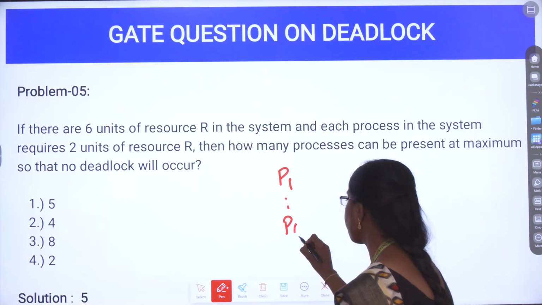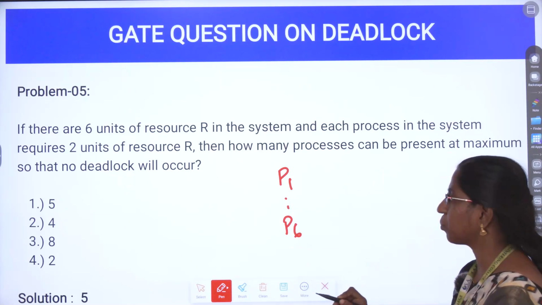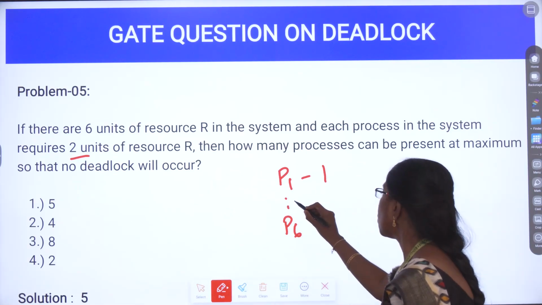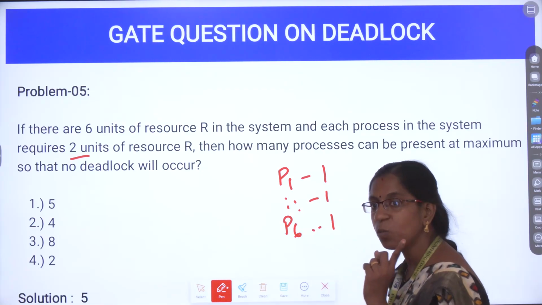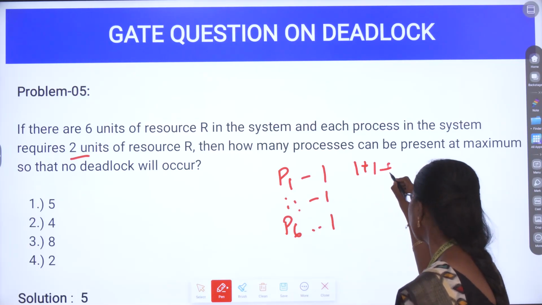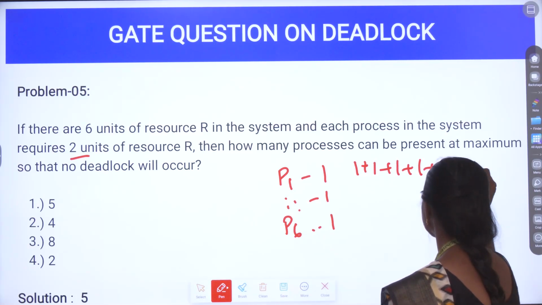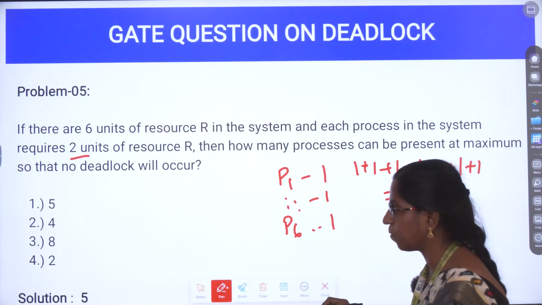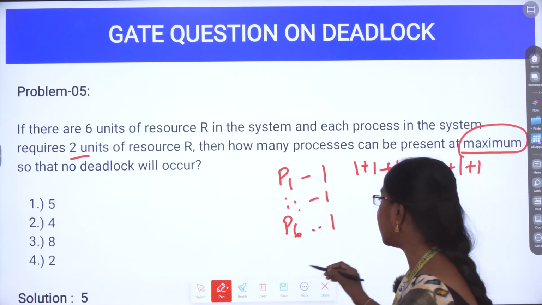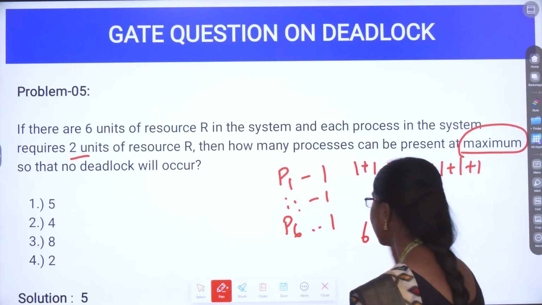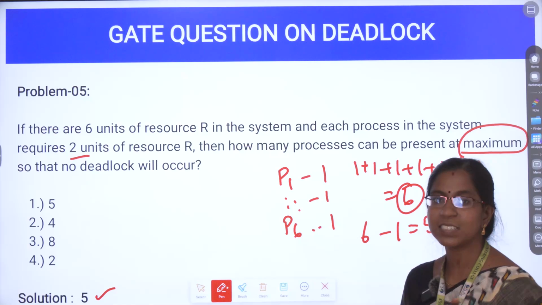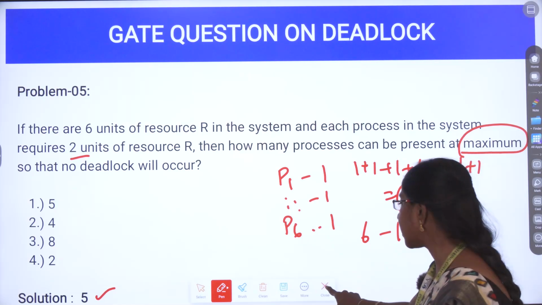P1 till P6. Each process requires 2 units, so 2 minus 1, 1. So each process occupies 1 unit of resource. So totally we have 1 plus 1 plus 1 plus 1 till 6 processes. We are getting the answer as 6. So this asks about the maximum. So maximum means minus 1. So 6 minus 1 we get 5. If I am having a maximum of 5 processes, then my system does not have deadlock. It is in a safe state.